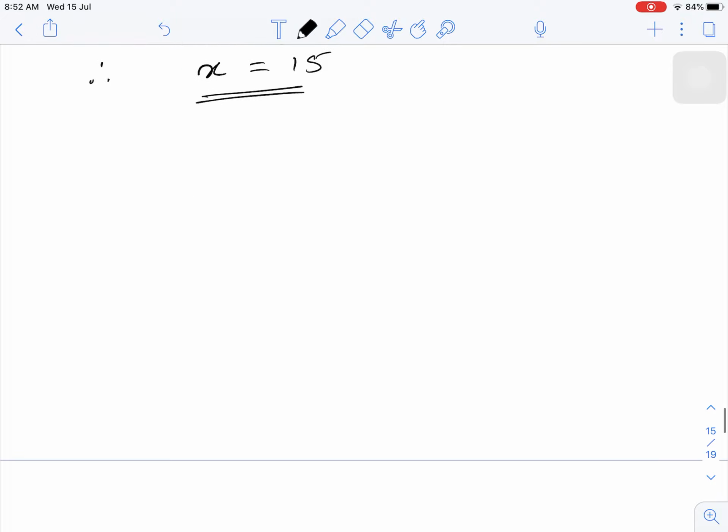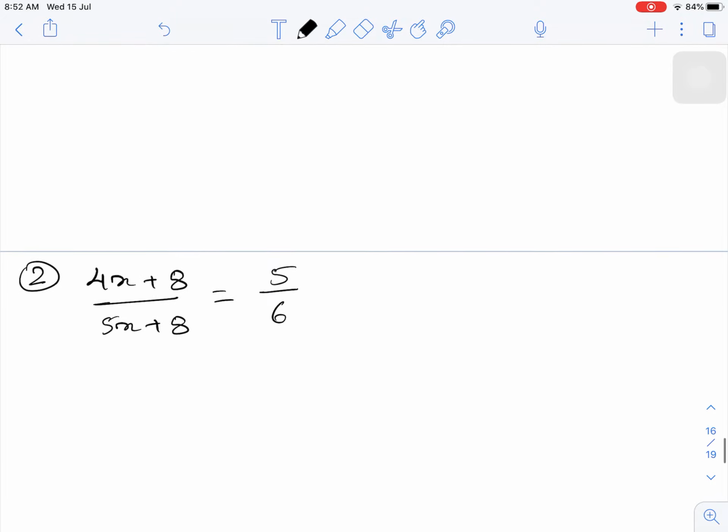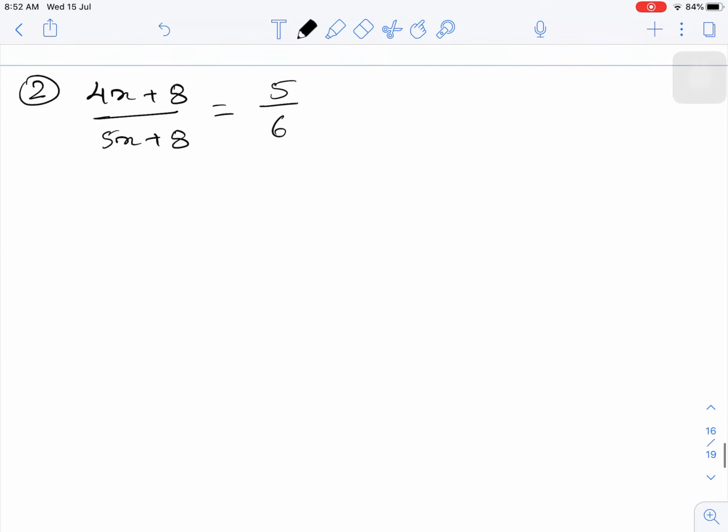Okay, let us solve another example. Now here in this equation we have 4x plus 8 in numerator, 5x plus 8 in denominator. Again same condition.